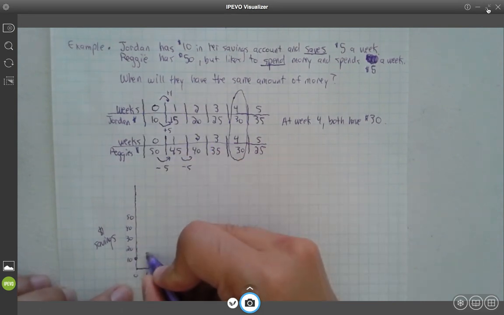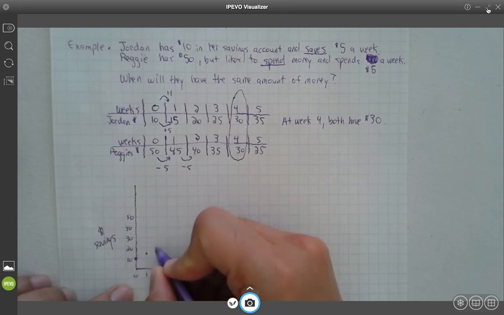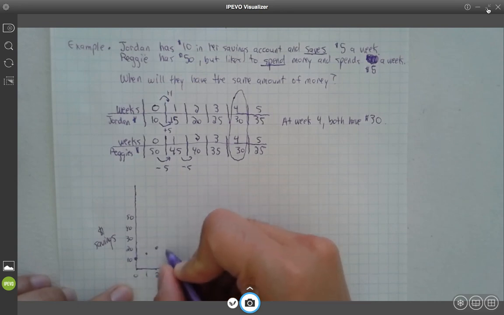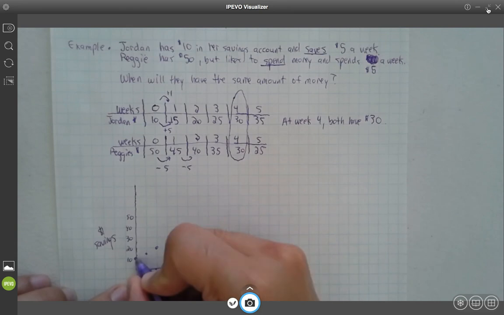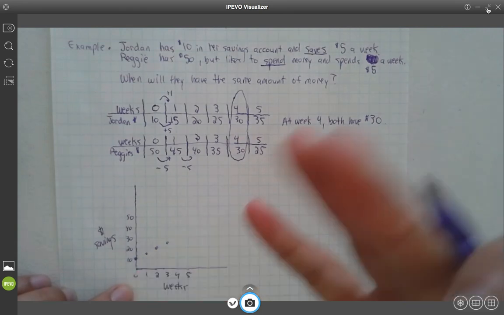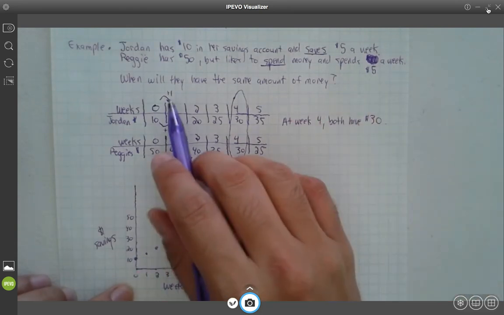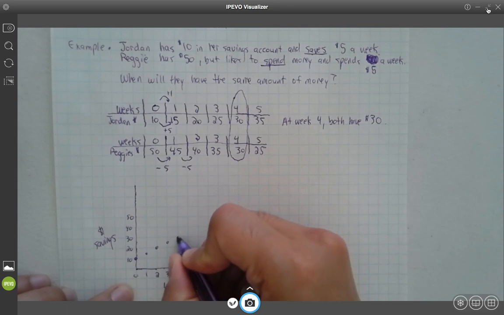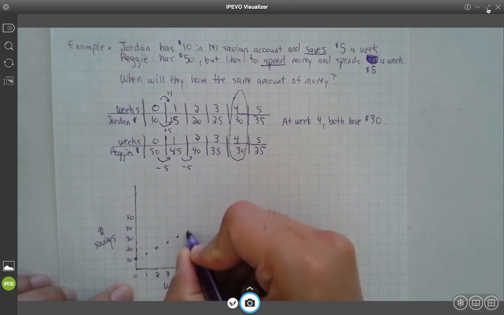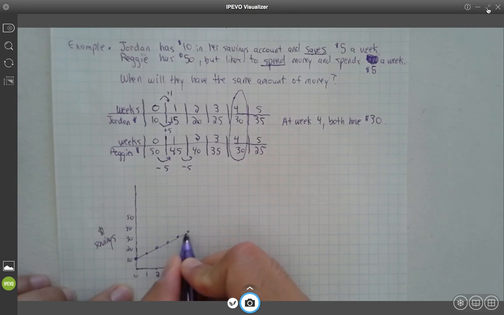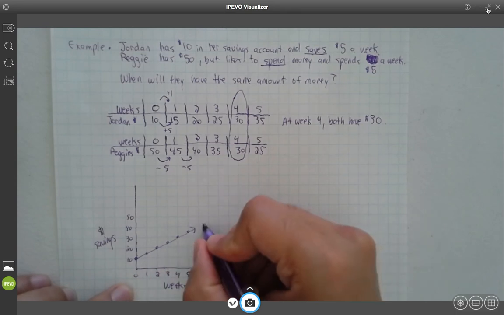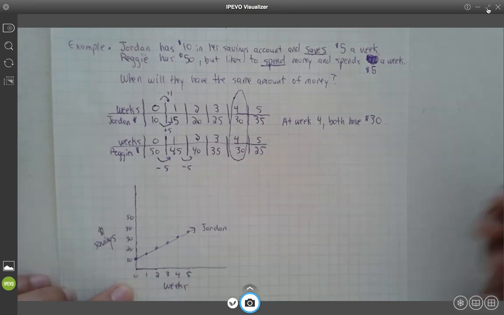Okay. So if I do Jordan's here, Jordan started with 10, and then she went 15, and I could try and plot 15. That's in the middle there between 10 and 20. At 2, she'd be at 20, 3, 25. And notice that you're going up 5 over 1. That's your slope again, as a reminder, up 5 over 1. At 4, you're at 30, and 5, you're at 35. So that right there represents the rate of Jordan's money.